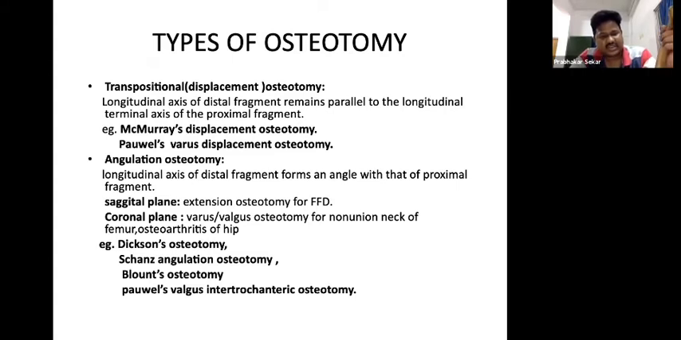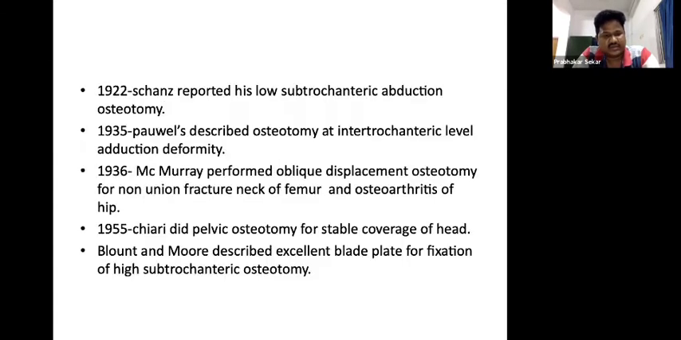Then angulation osteotomy. Here the longitudinal axis of the distal fragment forms an angle with that of the proximal fragment, either in the sagittal plane, extension osteotomy, or in the coronal plane, varus or valgus. Examples are Dixon osteotomy, Shanz's angulation osteotomy, Blount's osteotomy, and Powell's valgus intertrochanteric osteotomy.